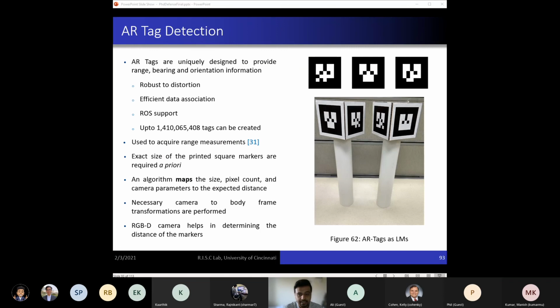Moving on to AirTag detection, AirTags are uniquely designed to provide range, bearing, and orientation information. They're robust to distortion, and the ROS libraries for AirTags provide tools enabling efficient data association. We can create up to 1.4 billion tags using AirMarkers. We designed each landmark to have 4 associated tags with 1 master and 3 slave faces. For aerial experiments, we can also add a 5th face as the top.